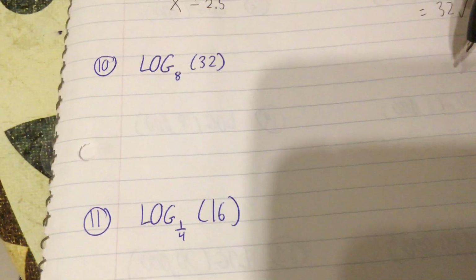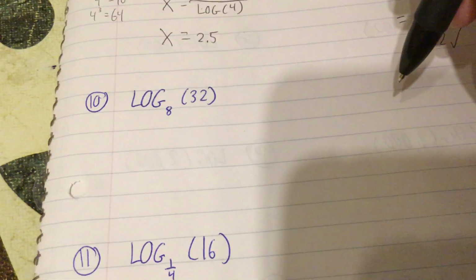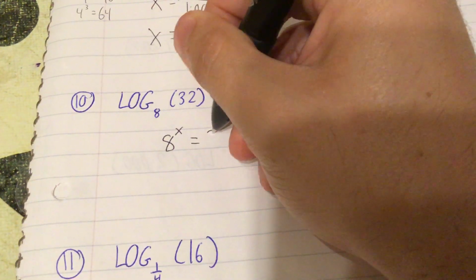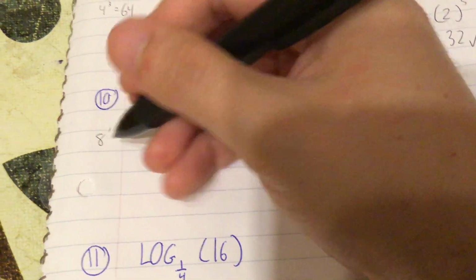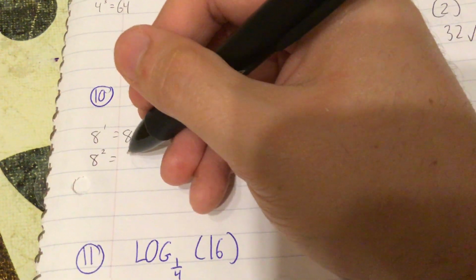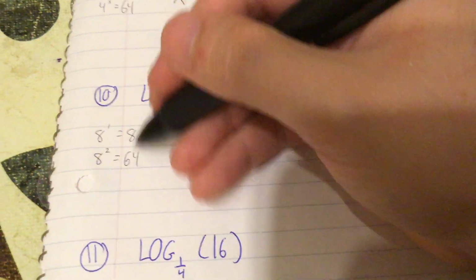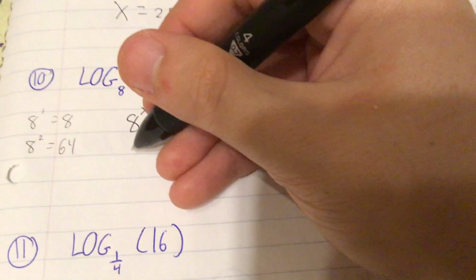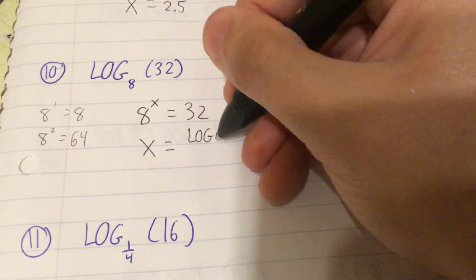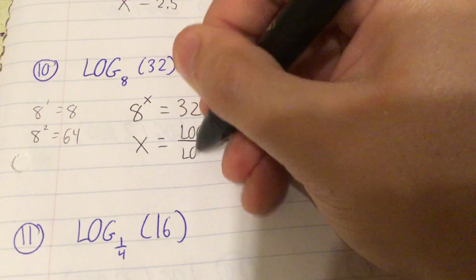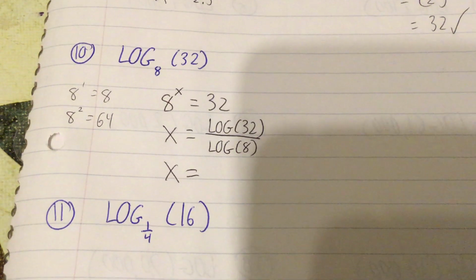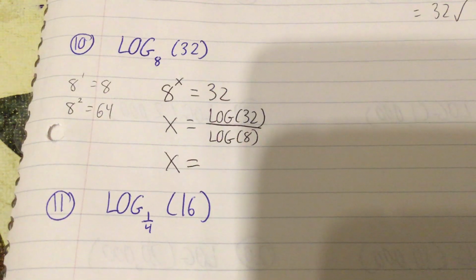Okay? All right, so let's take a look at number 10. Log base 8 of 32. Same thing. 8 to the x power is 32. And I'm just going to do a little thought bubble activity over here. 8 to the first is 8. 8 squared is 64. I mean, come on. It's going to be between 1 and 2. So I'm going to pull out my magic wand and do the logarithm. So I do the log of 32 divided by the log of 8.